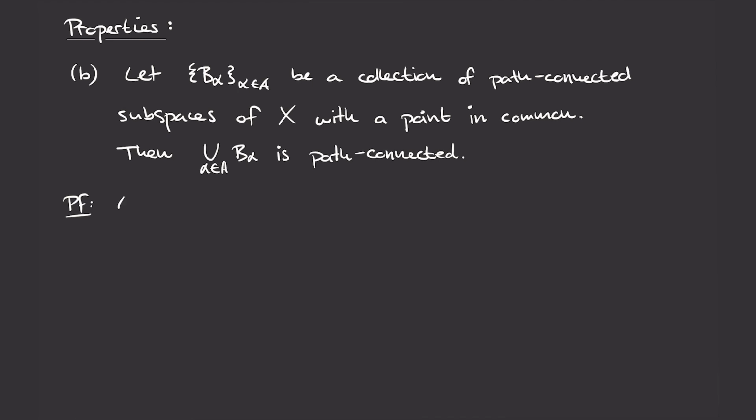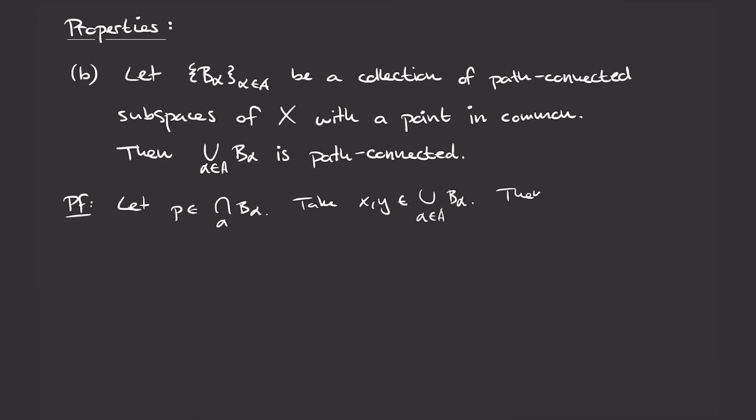For the proof, we first call the point that all these spaces have in common P. So this is some point in the intersection of all these B alpha. We now want to show that the union of all the B alphas is path connected, which means we need to take two arbitrary points in the union and find a path between them. So we take some X and Y in the union of these B alphas.